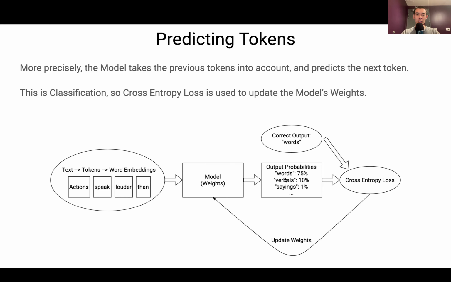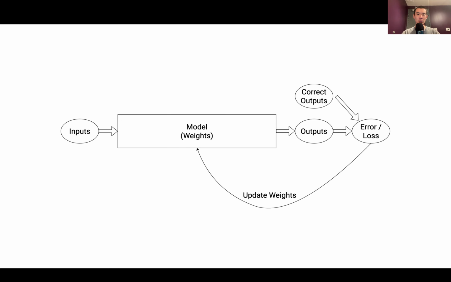It says words is the most likely next word, and the correct output is words. We calculate a cross entropy loss, use that to update the weights, and with better weights, hopefully our LLM is better at predicting the next word or next token. So behind the scenes, this is still what an LLM does.